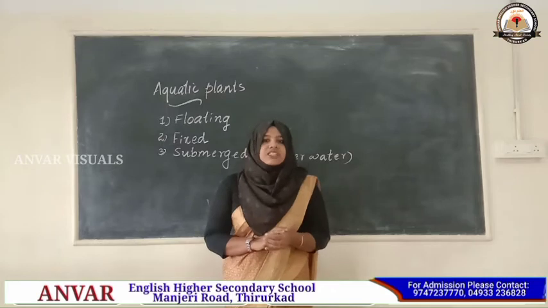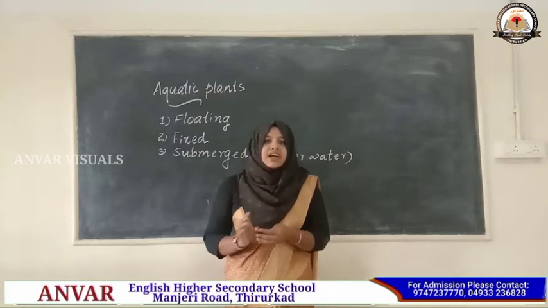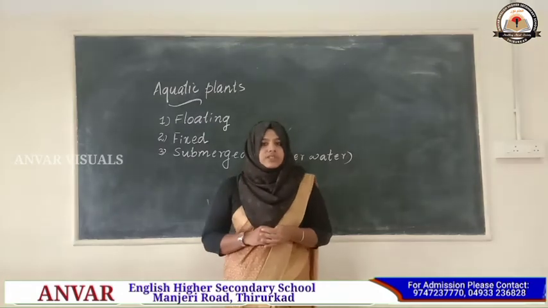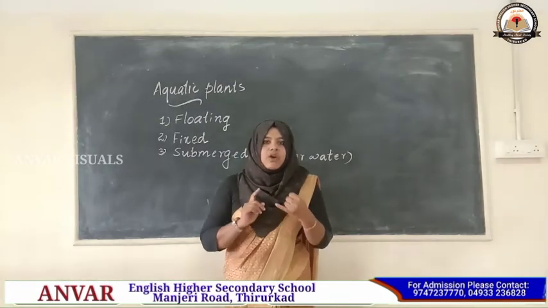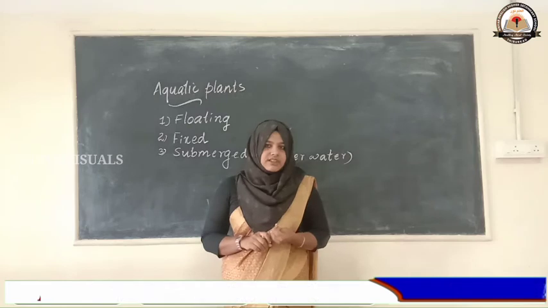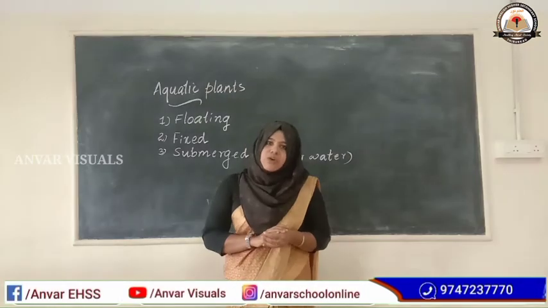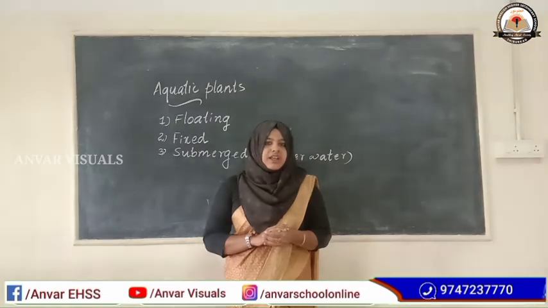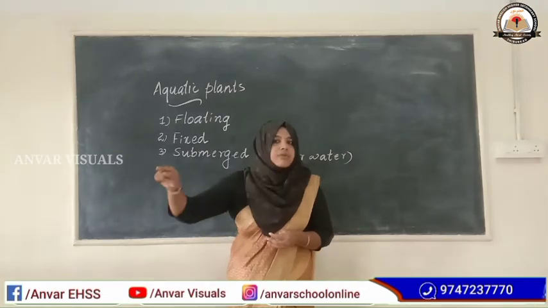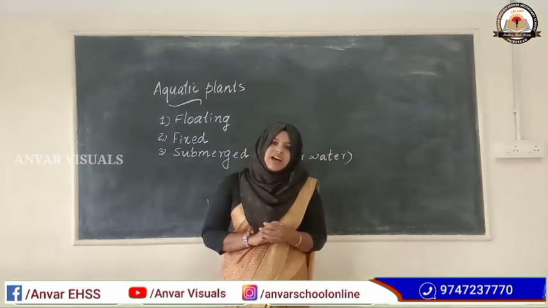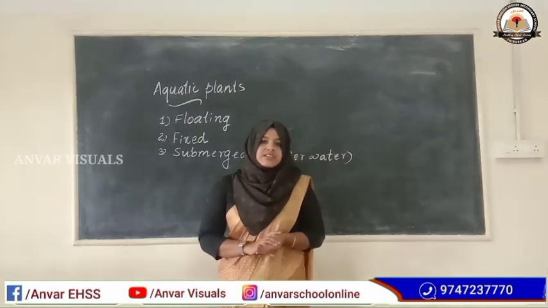So, fixed aquatic plants are another type of aquatic plant. They are fixed to the bed of the pond. The examples are water lily and lotus. Then the specialities are having a long hollow stem, and the leaves are broad and floating. Is it clear? Then which one is the last category of aquatic plants?